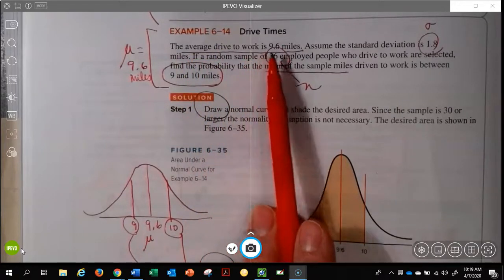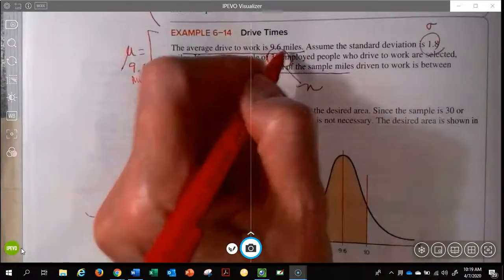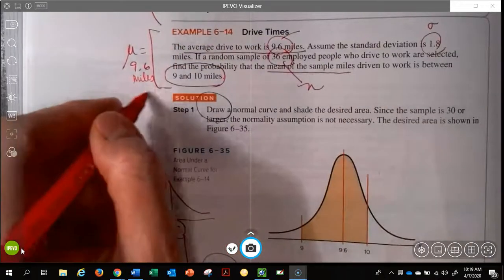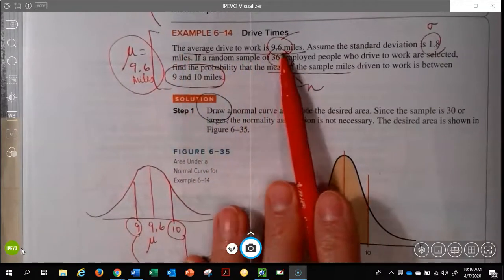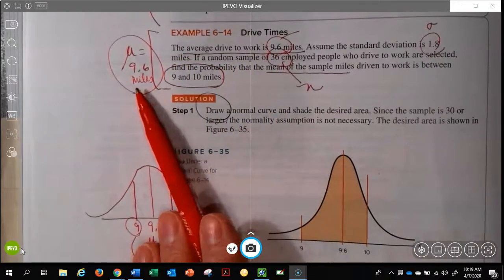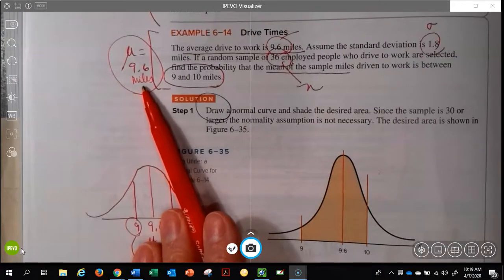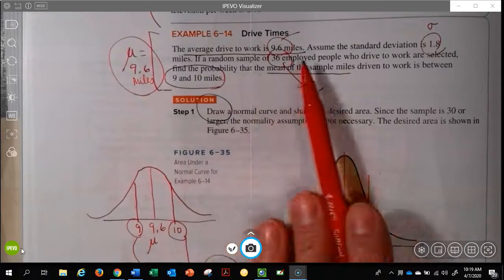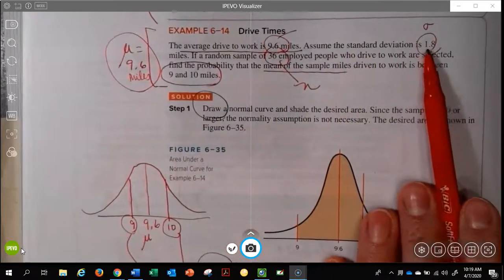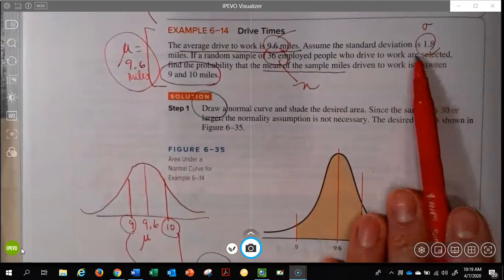The average drive to work is, and so I would go ahead and actually put it over here. The average drive to work is 9.6 miles. Units are your friend. They help you to stay grounded on what you are looking for, what you have. Assuming a standard deviation, so that's going to be sigma.